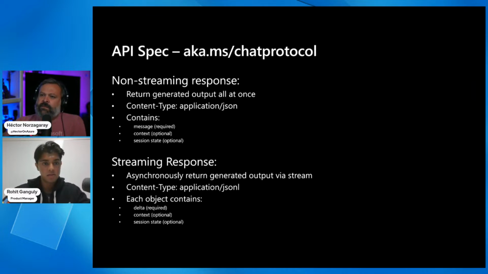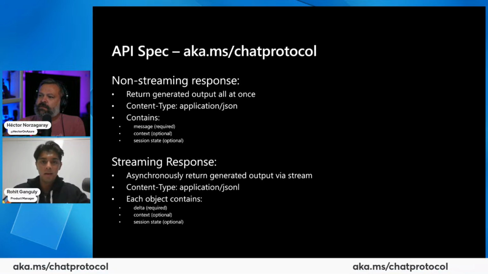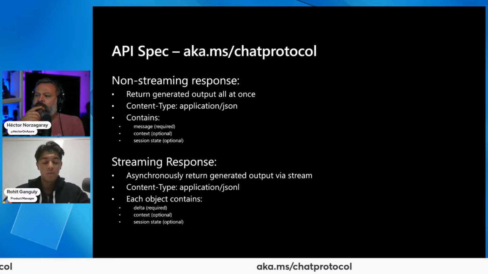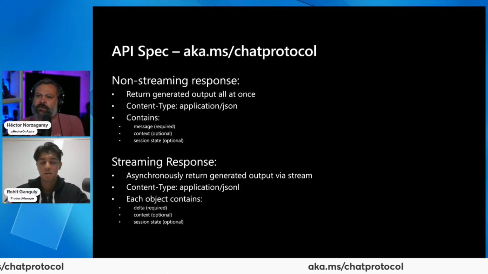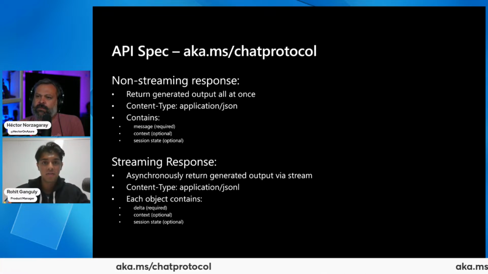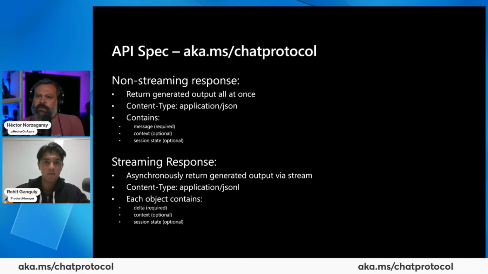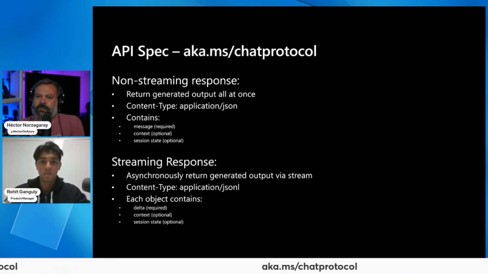There's a non-streaming response, which will return all of the generated output at once, like a synchronous call. The content type will be application/JSON, and it will contain a message, which is required, obviously. If you want to send something back, it should have a message. You can also have a context, which you can pass in. And the key thing with the context is that it's application dependent. So it's not required, but if you want to send any extra information back to your application, for example, how many messages you have left, or any other information about the session to the front end for it to be rendered or handled in that front end logic, you can. So it's very flexible again. And also you can send in the session state.